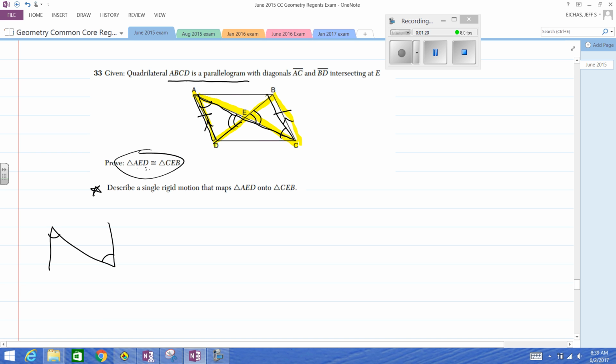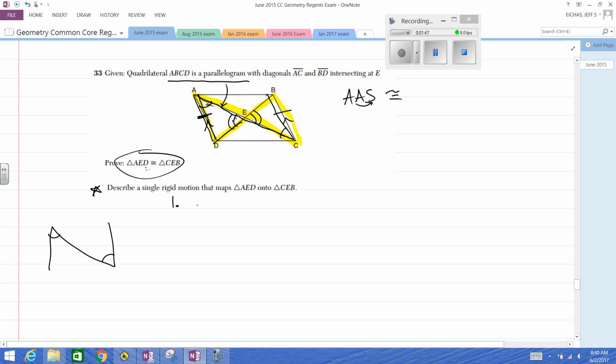So it looks to me like it's an angle-angle-side proof. The reason it's not angle-side-angle is because that would be the included side between these two pairs of corresponding angles. Since it's a side that's not between those, we've got to go with the S not in between. All right, so let's go through those steps.